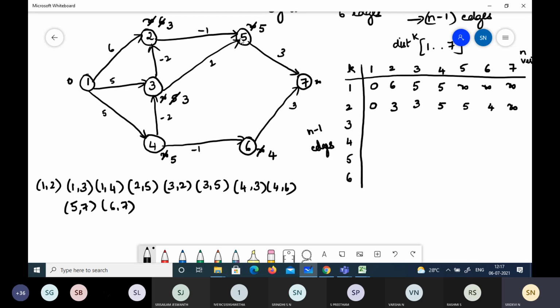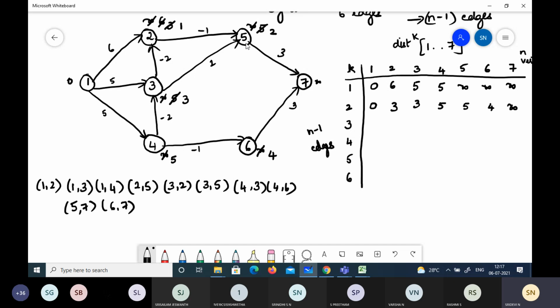Now we'll move on to 2 to 5. Here 3 minus 1 is 2 and the already available value is 5. Which is smaller among 2 and 5? Whichever is smaller, we will note down. So now we have changed this value to 2. Next, 3 to 2. What is the 3 value? 3 minus 2 is 1. What is the earlier value? 3. Whichever is smaller, we will note down. 3 is greater than 1, so we will modify this value to 1.